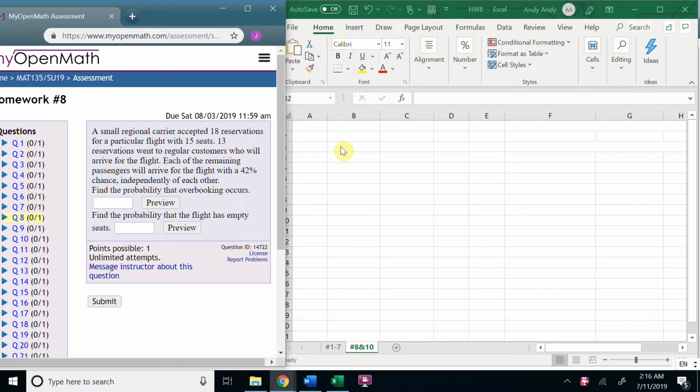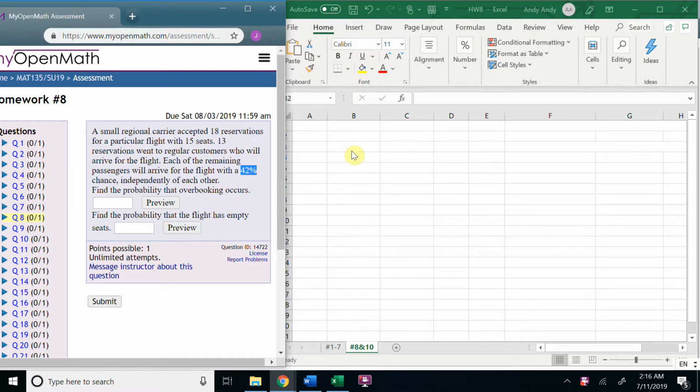Let's talk about question number 8. The carrier accepts 18 reservations for a particular flight with 15 seats. 13 reservations went to the regular customers who will arrive for the flight. Each of the remaining passengers will arrive for the flight with a 42% chance, independently of each other. Find the probability that overbooking happens and has empty seats.